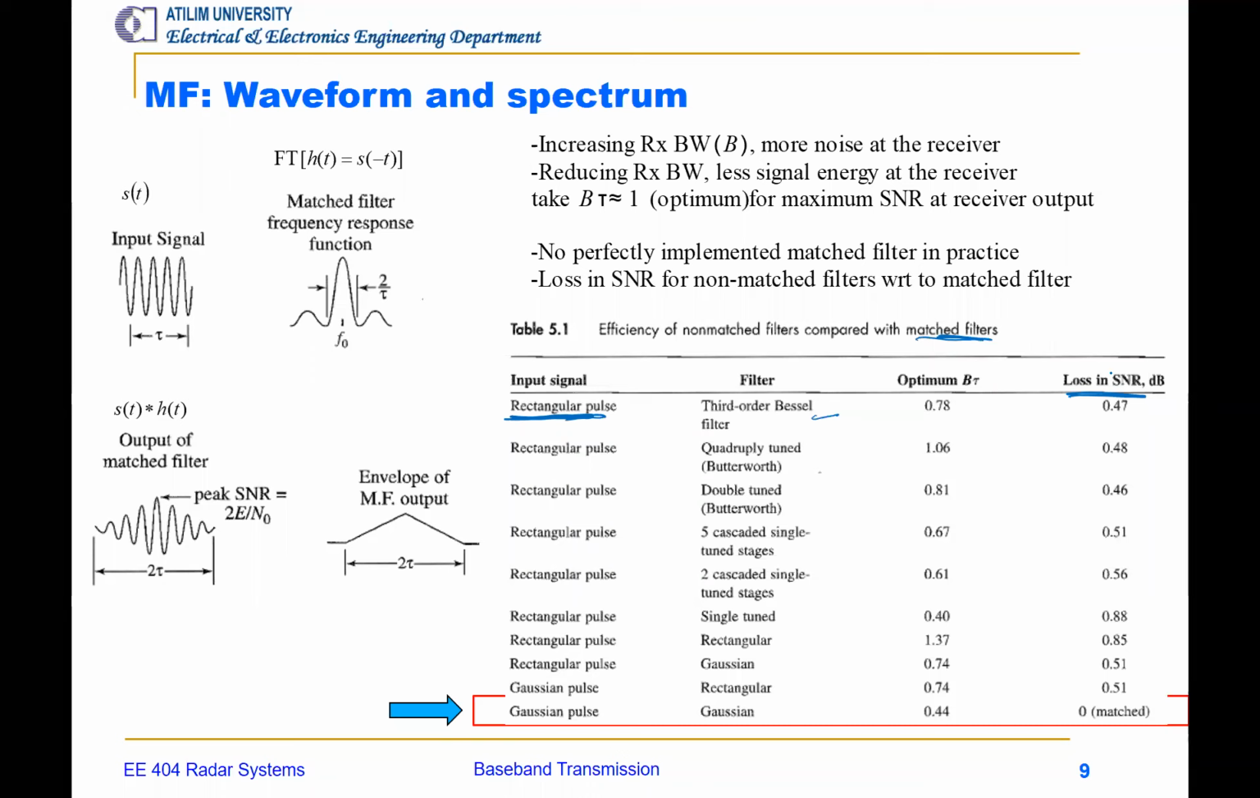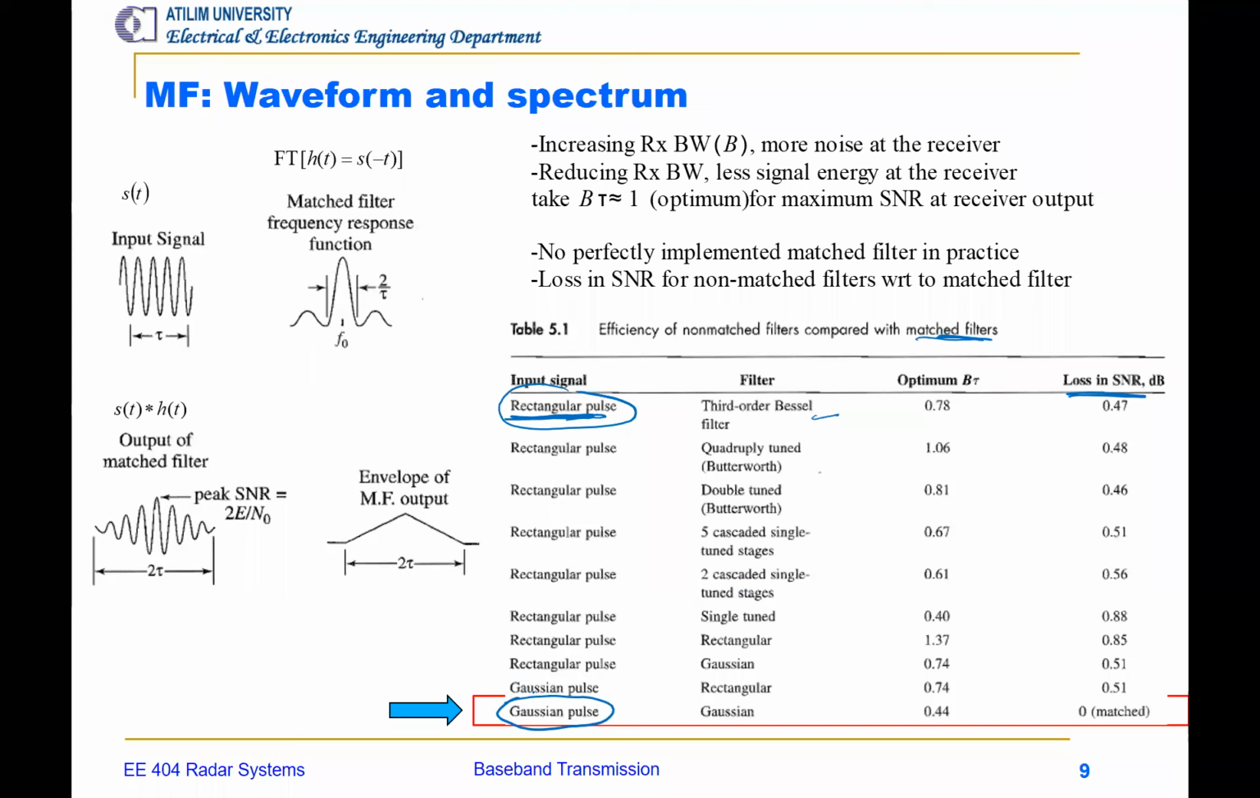Again, please refer to the previous slide where we got the rectangular pulse and we got side lobes. So we eliminate side lobes, which means that we have a loss in SNR. We use a quadruple tuned or Butterworth filter, double tuned Butterworth filter, 5 cascaded single tuned stage, and goes like this. And at the bottom, we see the Gaussian pulse, which is the pulse that we have talked about in the previous slide.